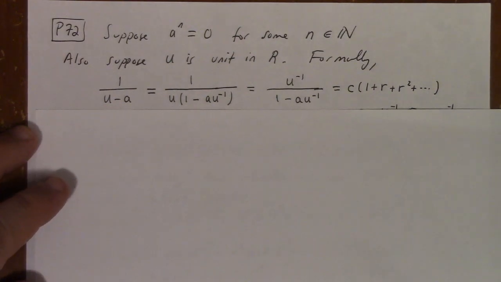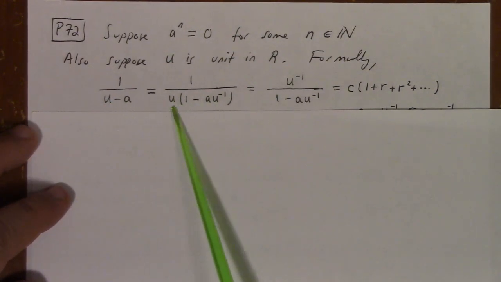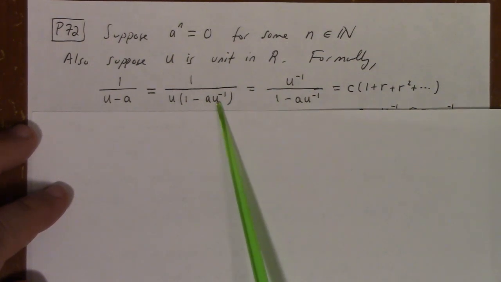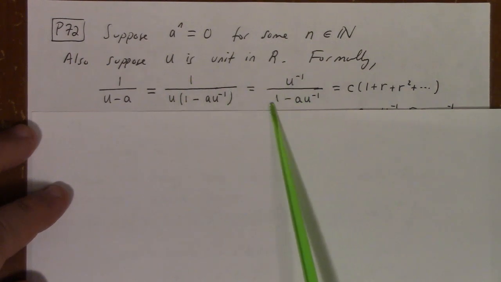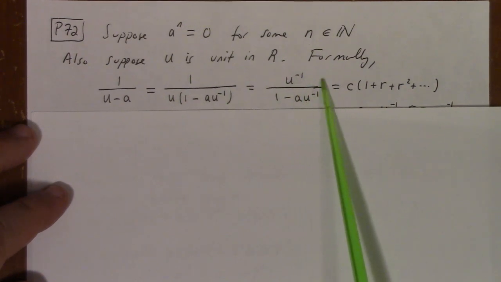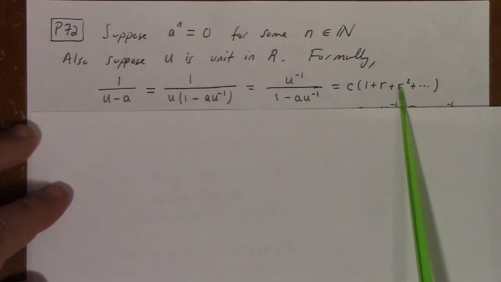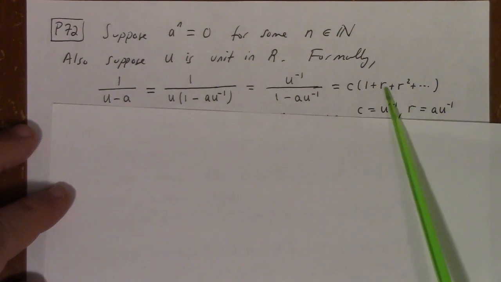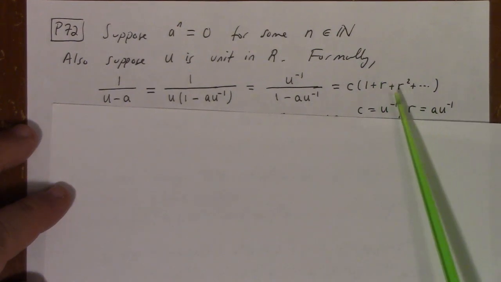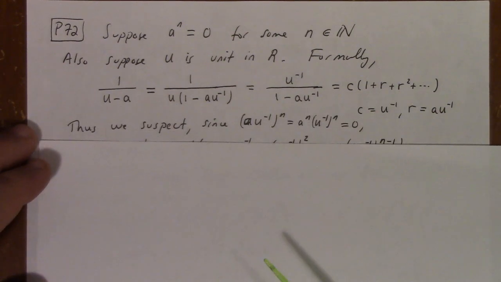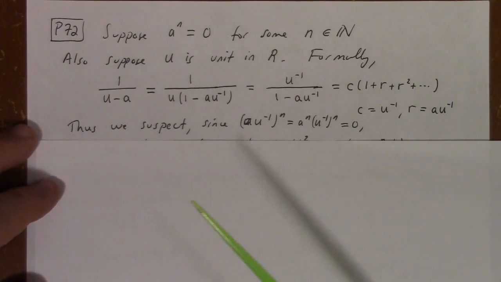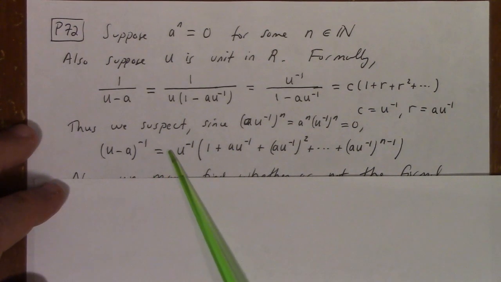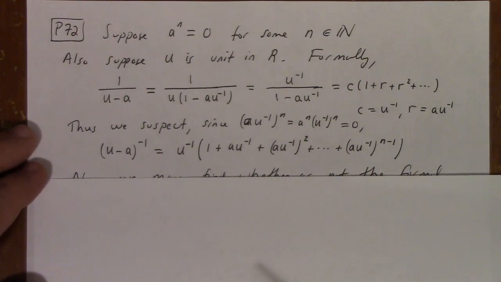What I'm intending there, and it's a kind of sneaky trick, is to factor the u out like this. If I factor u out, I have to put a u inverse there, so this should be u inverse over 1 minus u inverse a. And then geometric series says it's the constant times 1 plus the ratio plus the ratio squared plus dot dot dot. The constant here is u inverse, and the ratio of the geometric series is u inverse a. Now this is all just formal nonsense, but we suspect that the inverse for u minus a is given by that, if the geometric series is any guide.